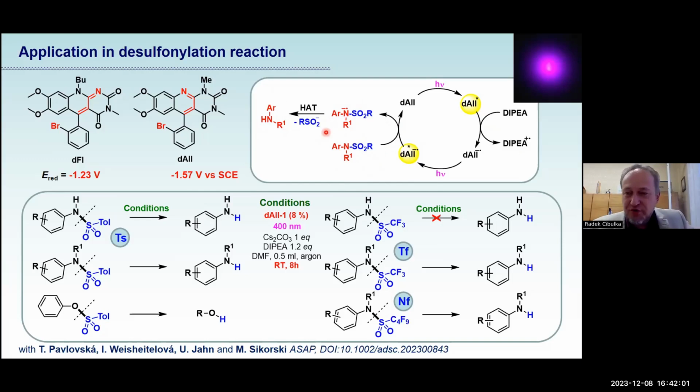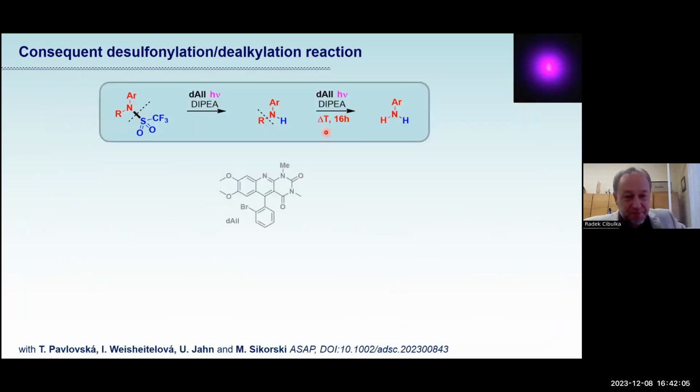And I will show you in the next slide that it is a very important species, because what we have found is that we can even set the conditions so that we can do triflyl derivative removal, or we can even remove the alkyl group from this system. So then from this protected secondary amine, we are producing primarily anilines.